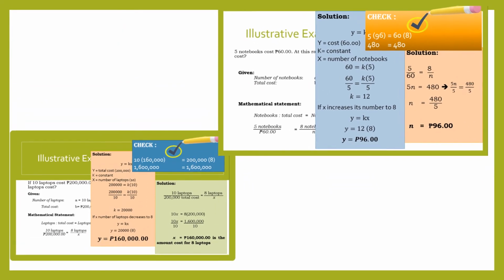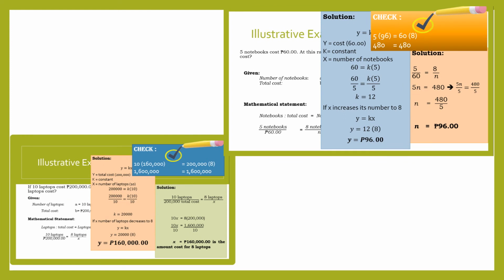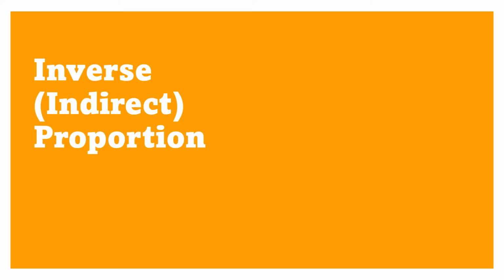From these two examples, we can observe that if one quantity increases, the other one also increases. And if one quantity decreases, so does the other. So that is direct proportion. Let us now proceed to inverse or indirect proportion.